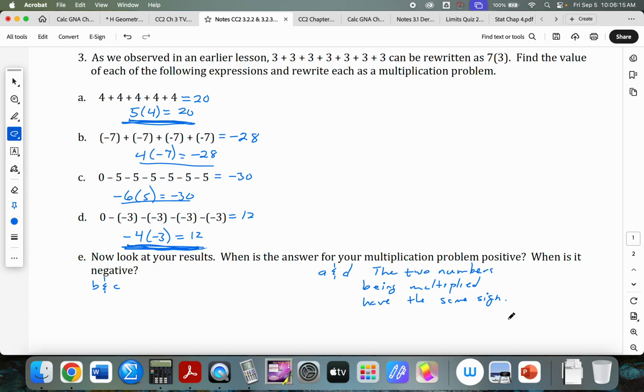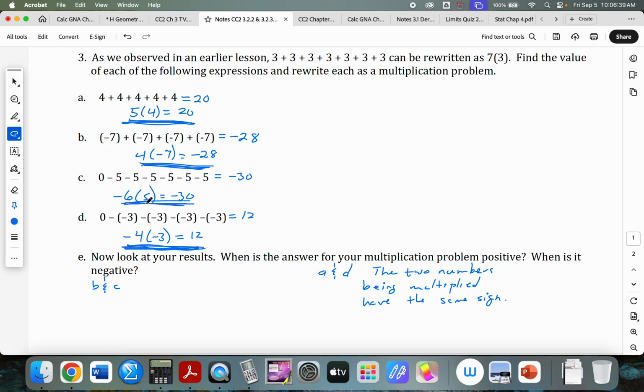So if I multiply two positive numbers together, that's clearly positive. You've done that since, I don't know, 3rd grade or something. But also if I multiply two negative numbers together, because I'm subtracting negativeness, that's going to be the same thing as positiveness.